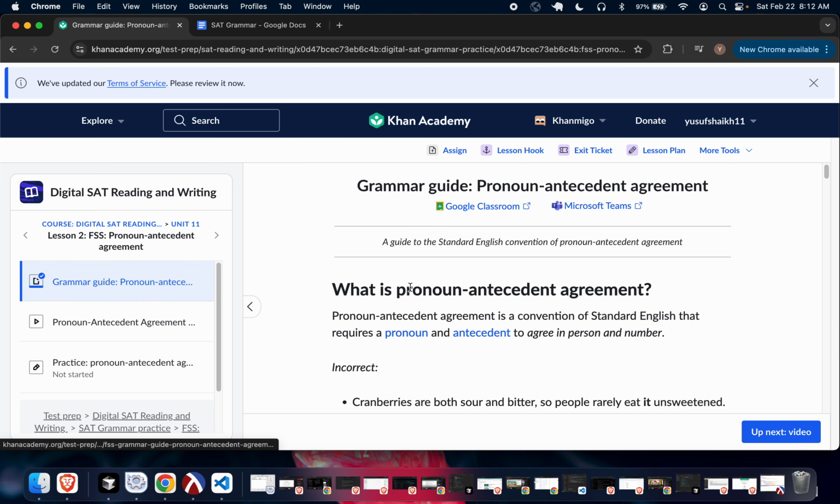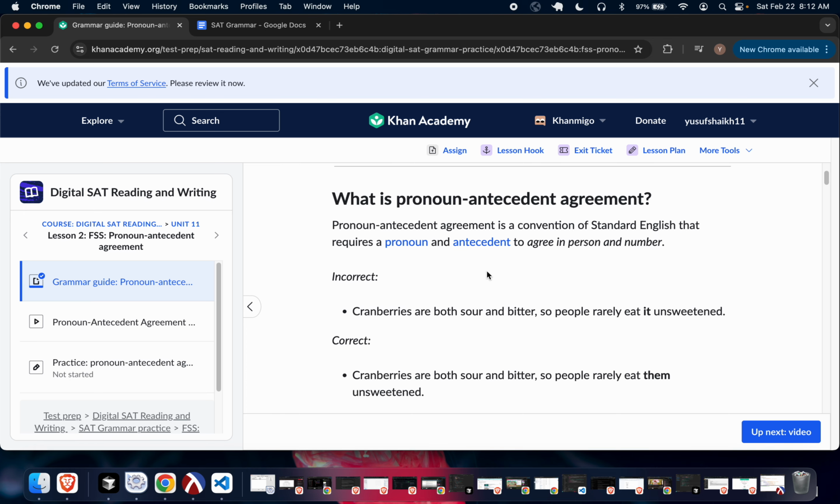Alright, let's look at this next subject. Pronoun antecedent agreement. What is pronoun antecedent agreement? Pronoun antecedent agreement is a convention of standard English that requires a pronoun and antecedent to agree in person and number. So this is incorrect.